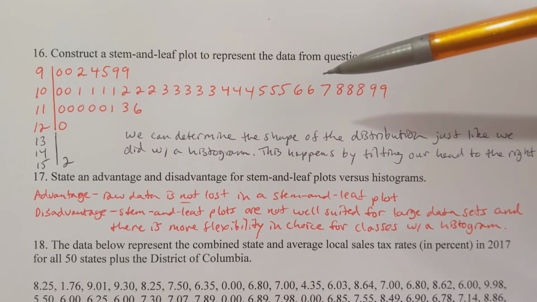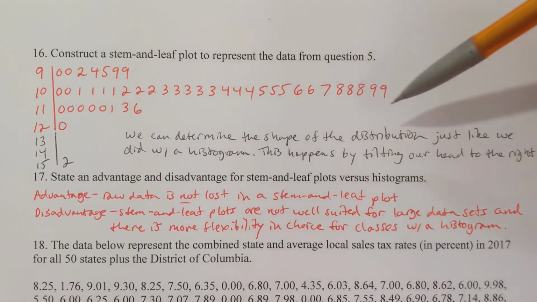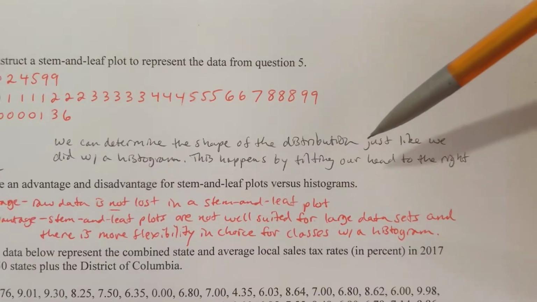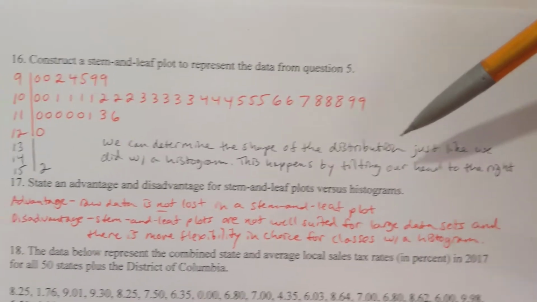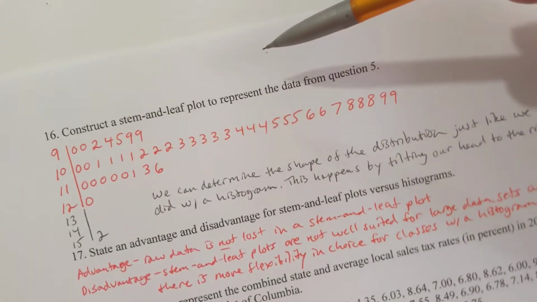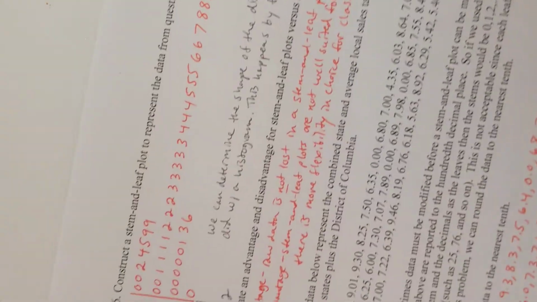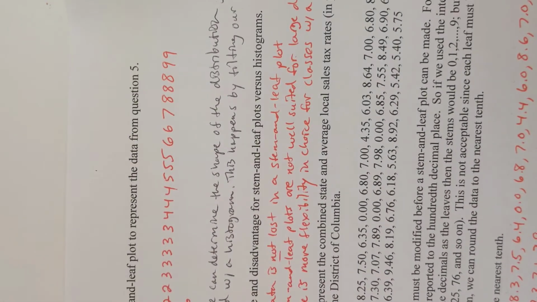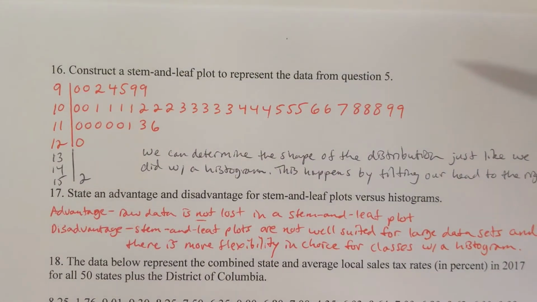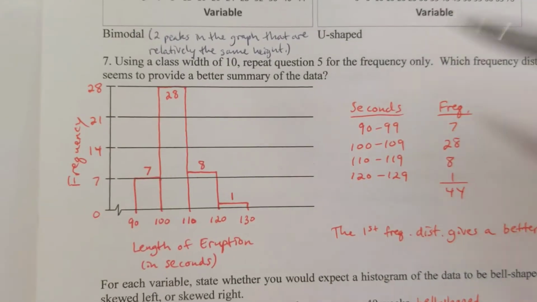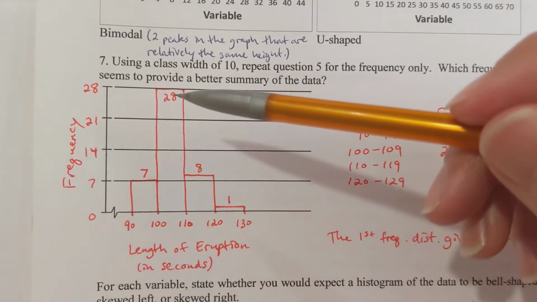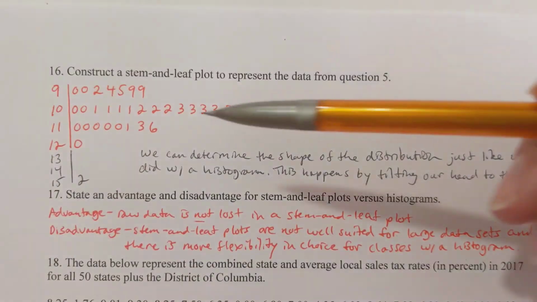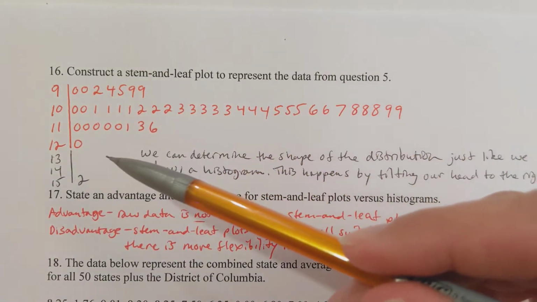Now, you can determine the shape of the distribution just like we did with a histogram. This happens by tilting our head to the right. If I tilt my head to the right, it looks like I have something that is pretty bell-shaped. In fact, this reminds me of the histogram that we created back when we had a width of 10. It's the same thing: 7 numbers, 28 numbers, 8 numbers, and 1 number.